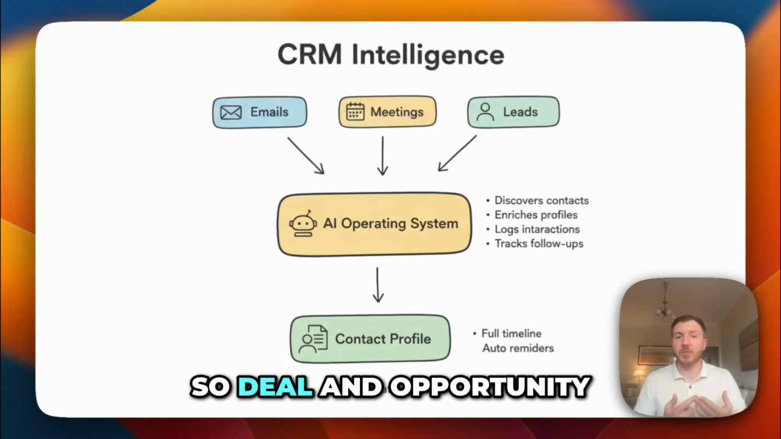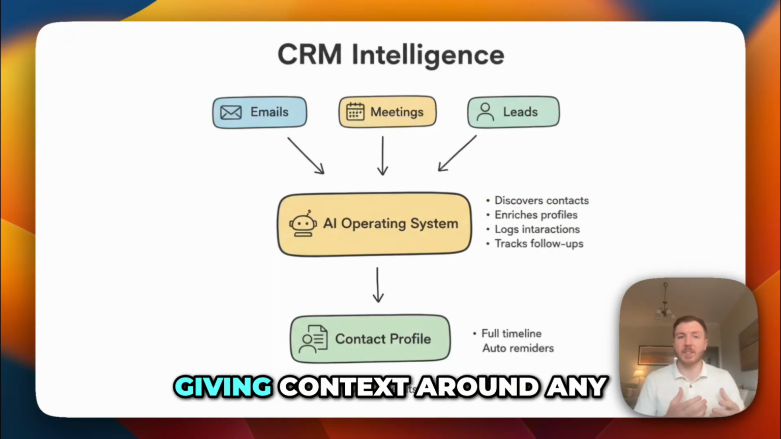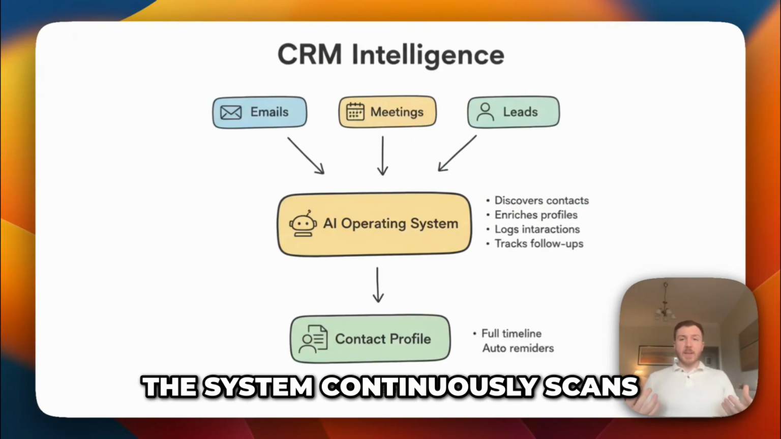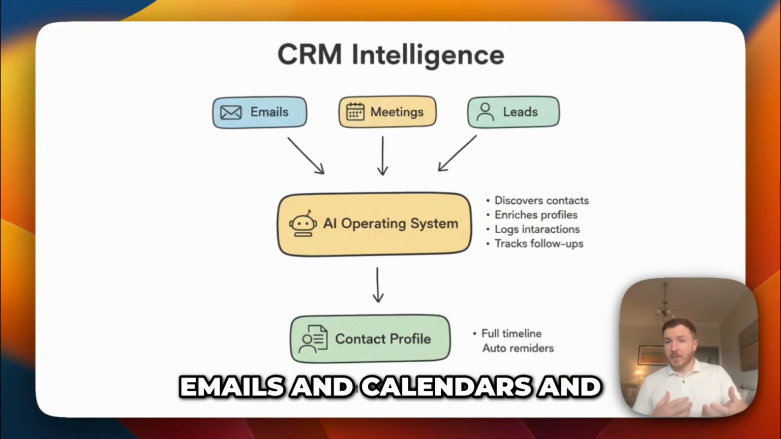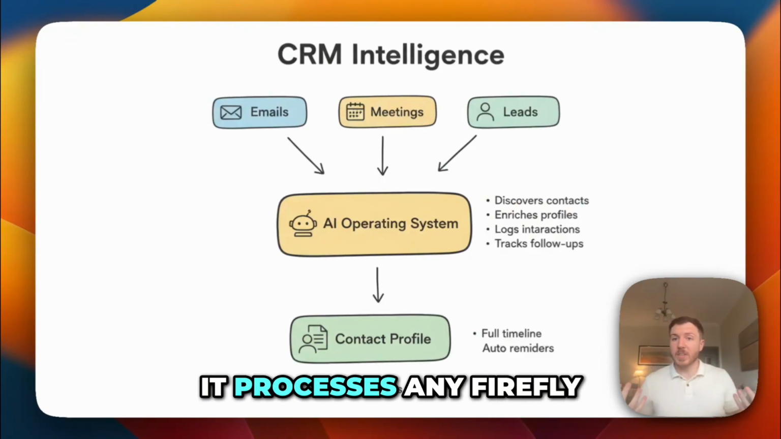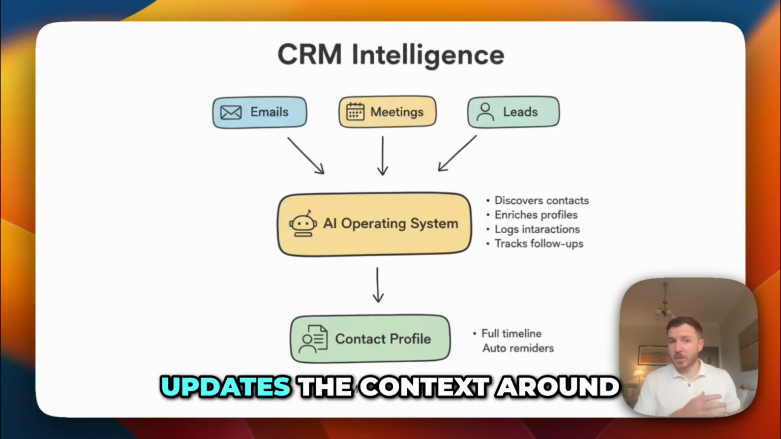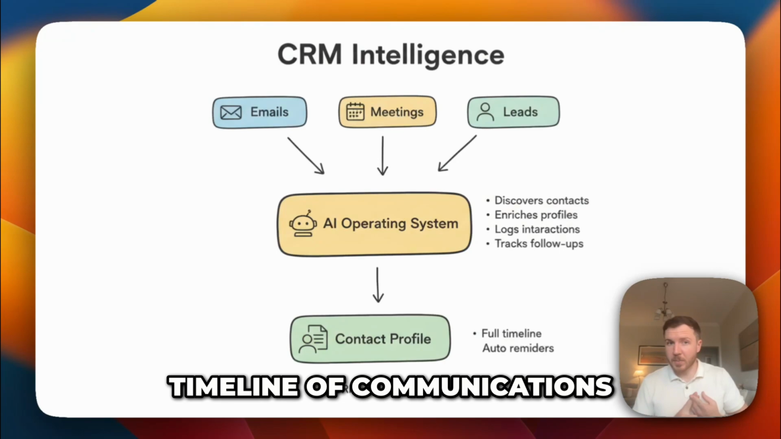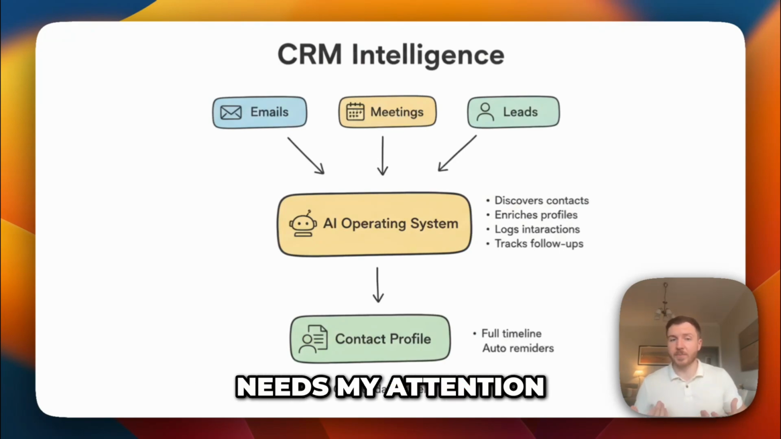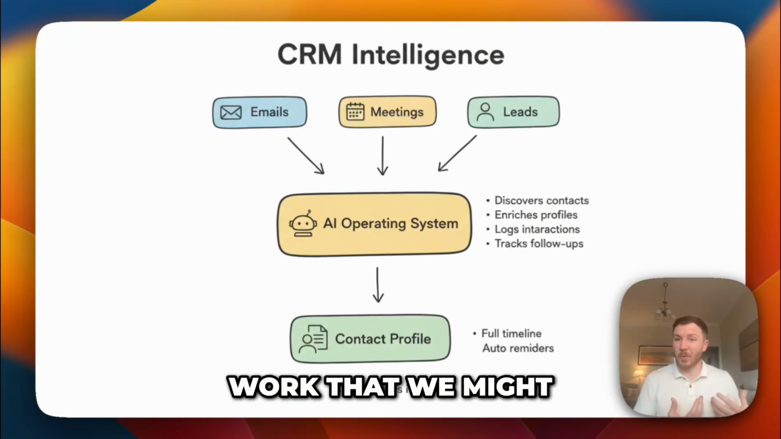Then you have pipeline context. So deal and opportunity data is read directly from the CRM and giving context around any active relationships that we have. So overall, the system continuously scans emails and calendars and lead inquiries for new contacts. It enriches the profile. It processes any Fireflies transcripts that we have with any contacts, updates the context around the timeline of communications, ongoing relationships, and flags anything that needs my attention. This keeps the CRM accurate while removing a lot of the manual work that we might have done in the past.